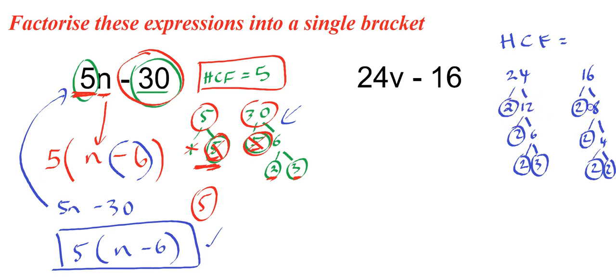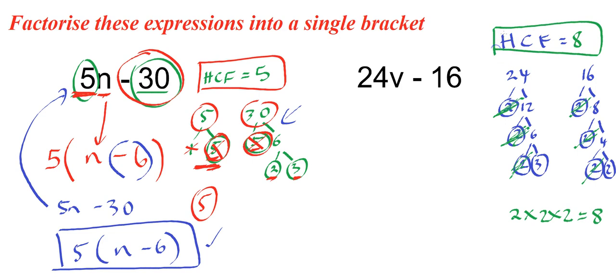I look for factors that are shared by both. There's a 2 here and a 2 here, so I'm going to use this 2 as part of my final solution. I've got another 2 here and another 2 here, so I can multiply those factors together. I have a 3 here, but I don't have any 3s over here, and I've reached the end of all the shared factors. So 24 and 16 share 2 and another 2 and another 2. 2 times 2 is 4, times 2 is 8. So the highest common factor is 8, therefore 8 goes outside the brackets.